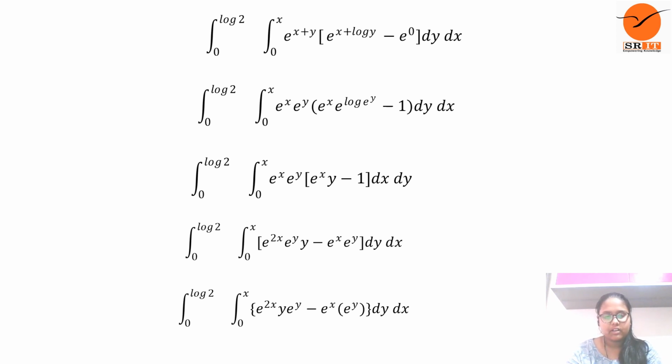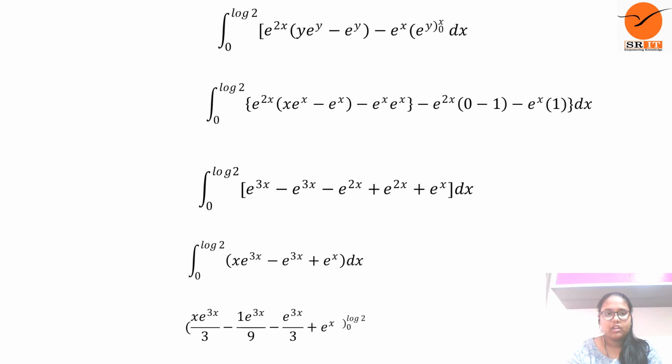You have to multiply e power x, e power y into the bracket terms. Integral 0 to log 2, integral 0 to x, e power 2x y e power y minus e power x into e power y, dy, dx. Integral 0 to log 2, e power 2x into y e power y minus e power y minus e power x into e power y, integrated from 0 to x, dx.